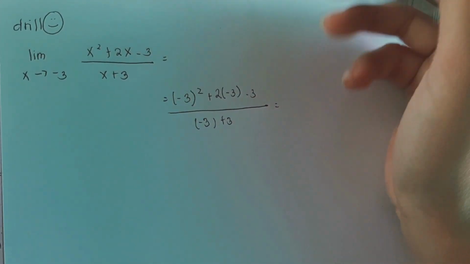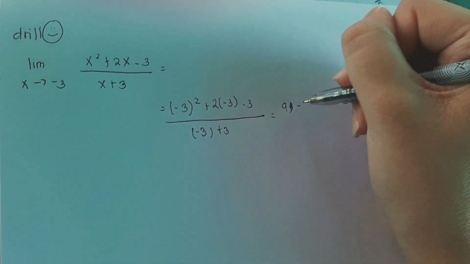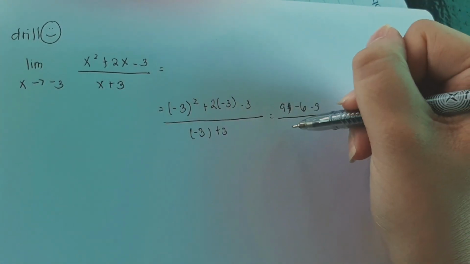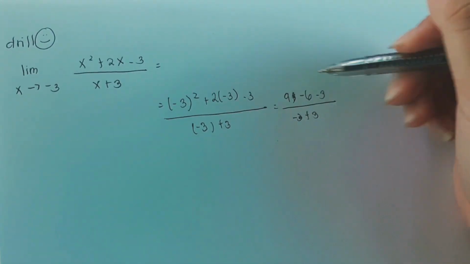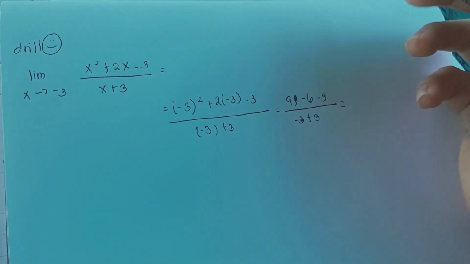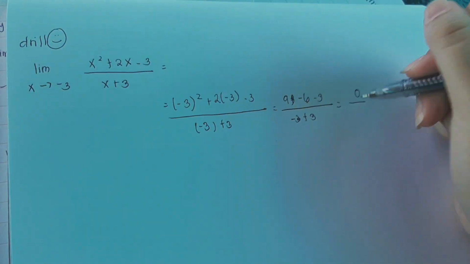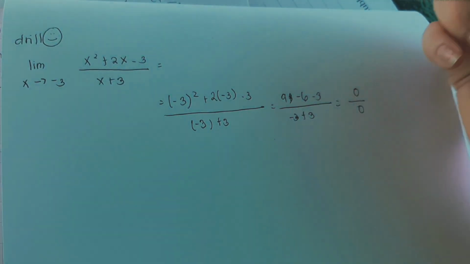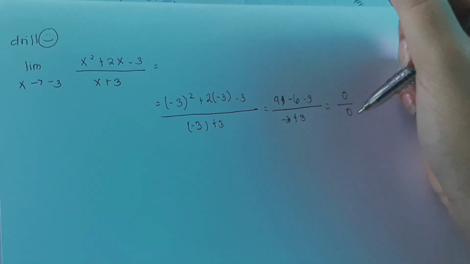So -3 squared is 9. So 2 times -3 is -6. Then we copy the -3 plus 3. Now let us simplify this equation. So 9 minus 6 is 3 and 3 minus 3 is 0. And we have -3 plus 3, that is 0. So we have a 0 form. So I hope you didn't stop at 0 form.